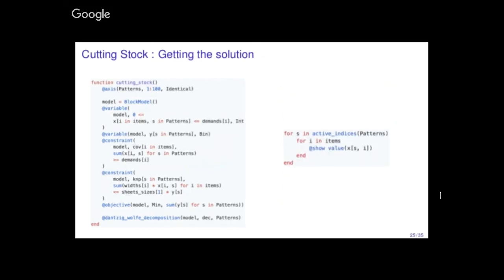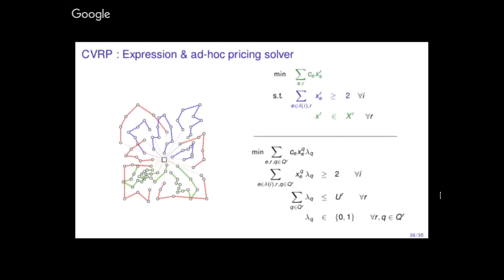Now you may wonder, how would you get the solution if what you define in your model is not exactly what Coluna is solving inside? So we provide this active indices function that will go through your axis. In this case, the axis is patterns, because I'm defining cutting patterns, and will iterate only on the indices that you actually used after the solution process. And then you can have your solution.